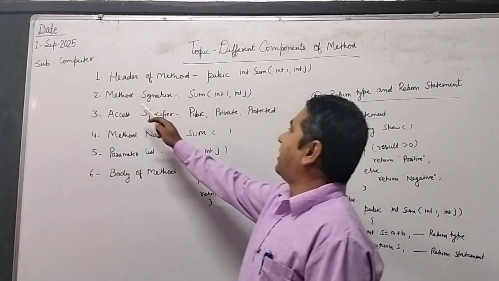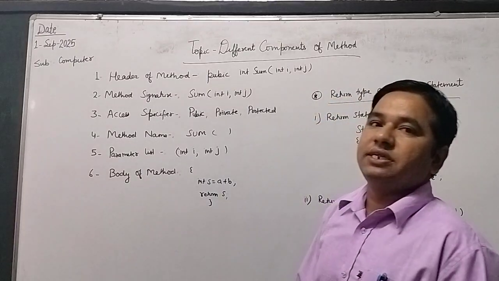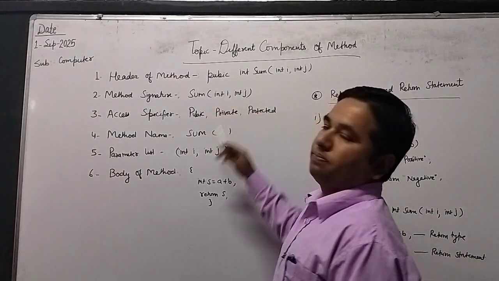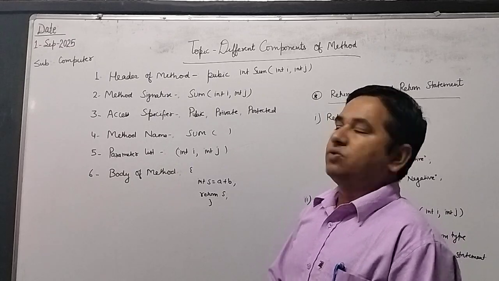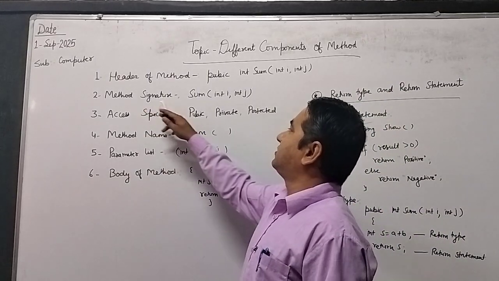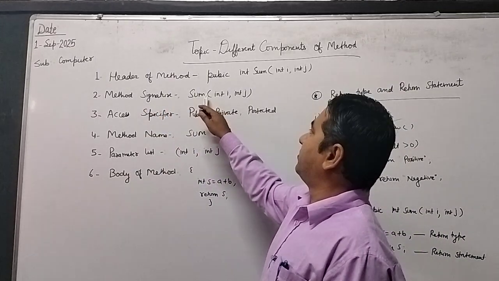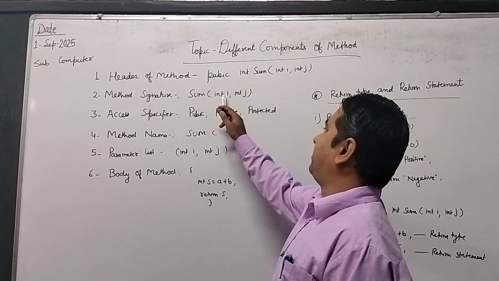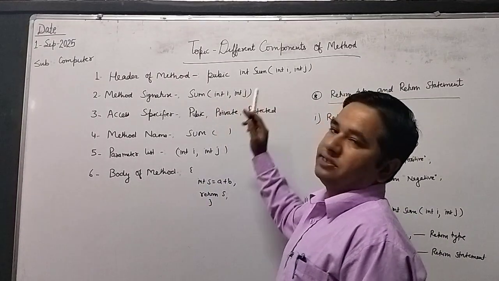Now second is the method signature. Method signature means the method name along with its parameters. It is known as the method signature. Sum is the method name, and there are two parameters, int i and int j.